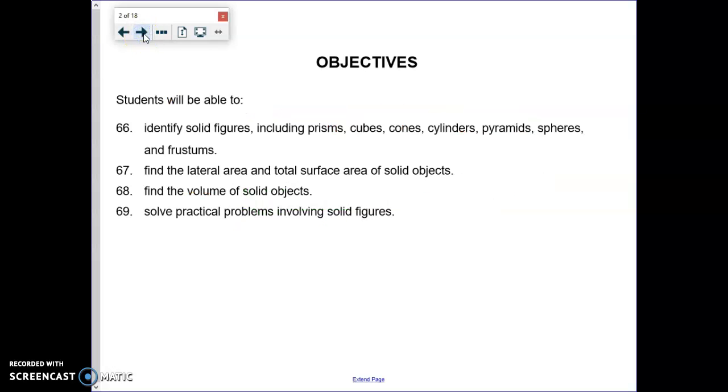The objectives are the same as they were for prisms. We're going to identify solid figures, looking specifically here at pyramids. And again, we're not going to look at frustums. We're going to look at lateral area and total surface area like we did with prisms, and we're going to also look at volume. And then we're going to end with some practical problems.